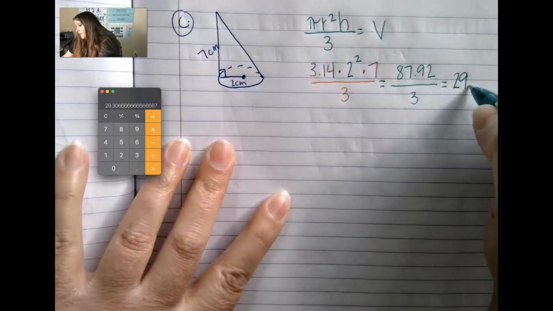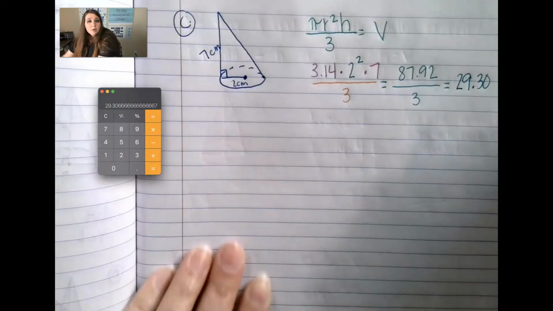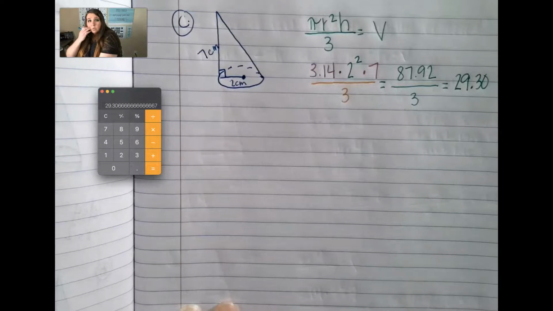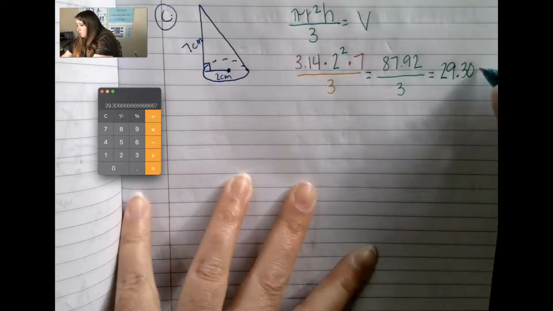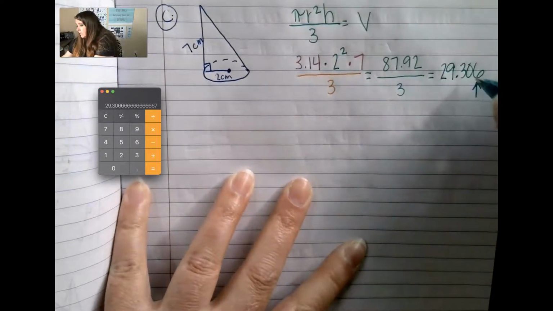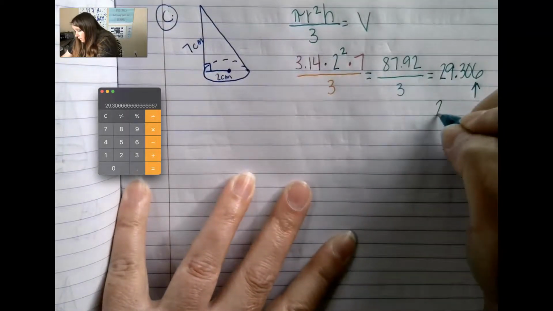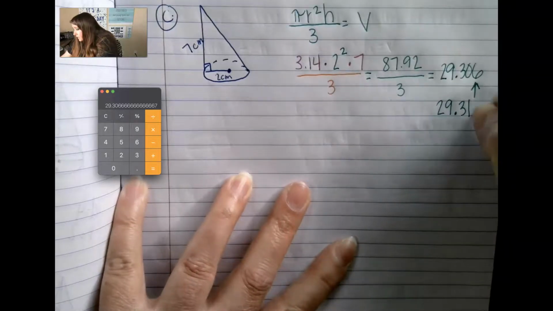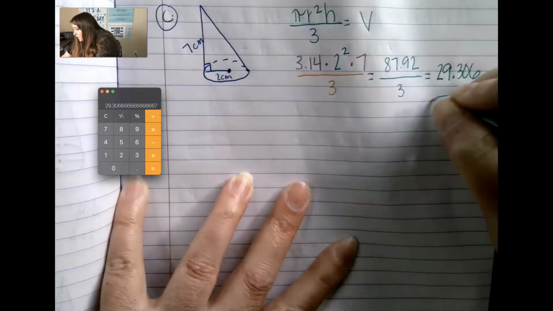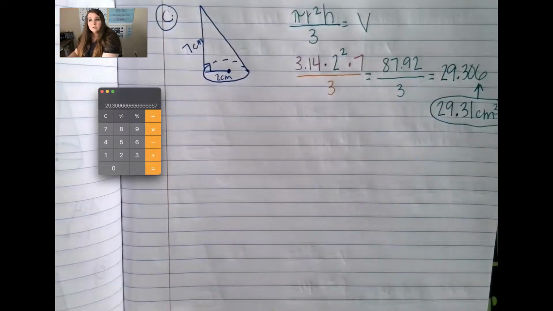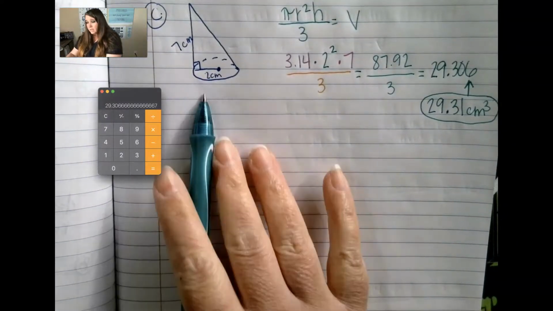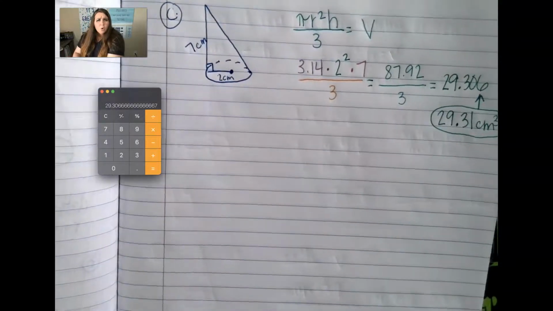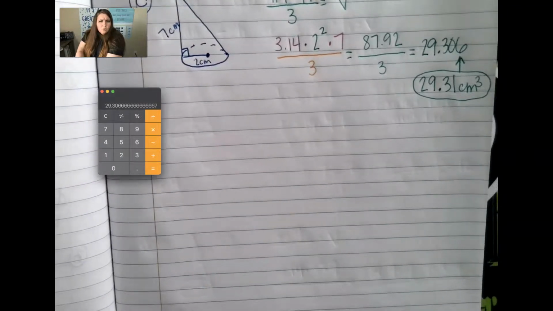This one says 29.306667, and so on. So we're just going to look at the first 2 numbers here. This 6 is going to tell that hundredths place to round up. So 29.31 centimeters cubed. That is going to be our answer for the volume of this right cube. Right cylinder, sorry. Right cone. Oh my gosh, I don't know my shapes. It's a right cone, Miss Englander.